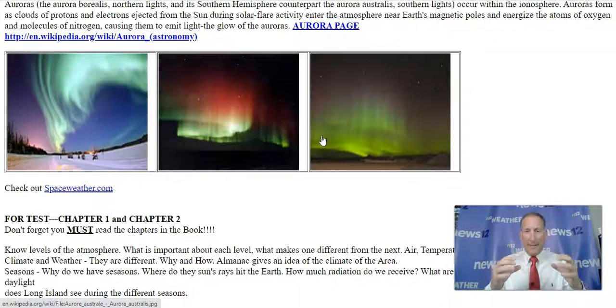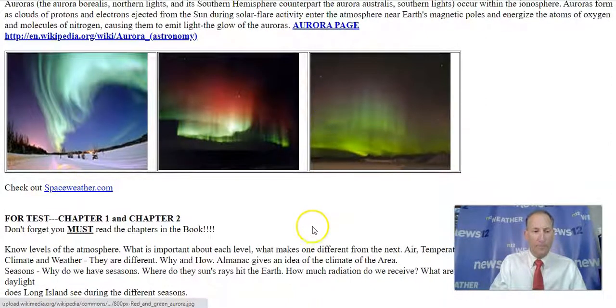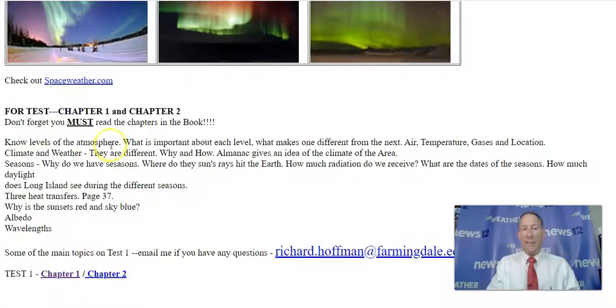So what's happening near the Earth? It's the weather sphere, all these different things that are occurring. So know the levels of the atmosphere. What's important about each level? What makes one different from the next? Air temperature, gases, location. Climate and weather, are they different? How are they different? Okay, your almanac gives you an idea of the climate of the area. It'll give you an average over many, many years of what the weather was on that date.